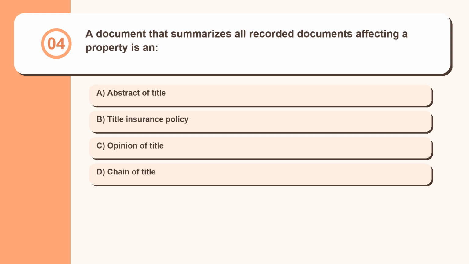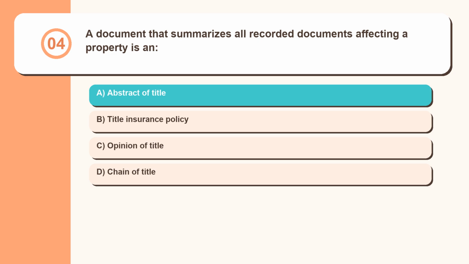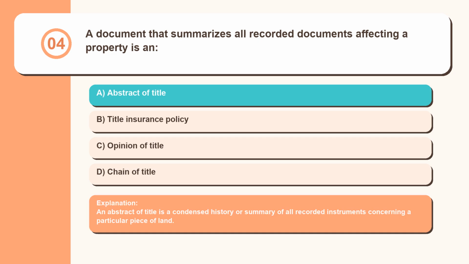Question 4. A document that summarizes all recorded documents affecting a property is an abstract of title, title insurance policy, opinion of title, chain of title. An abstract of title is a condensed history or summary of all recorded instruments concerning a particular piece of land.